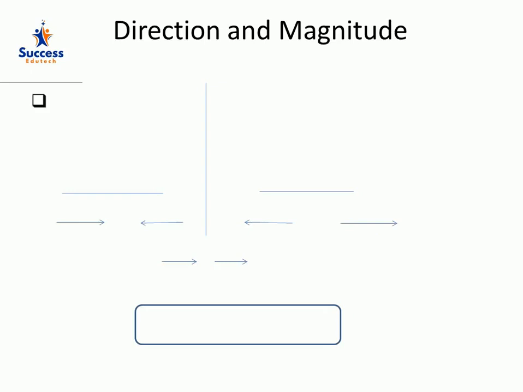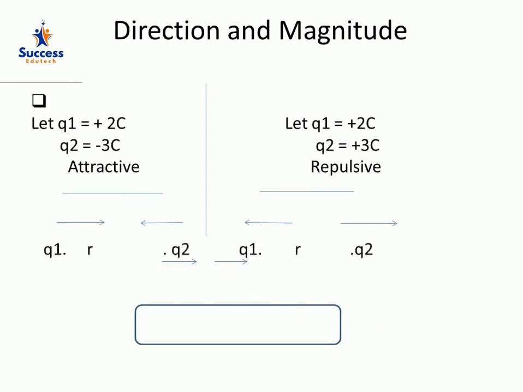Now we will see direction and magnitudes in detail. Consider Q1 as plus 2 C, that is Coulomb, and the charge on Q2 as minus 3 C. As the signs are plus and minus, the force will be attractive. Unlike charges attract each other. Here Q1 and Q2 are separated by R, and the force will be attractive.